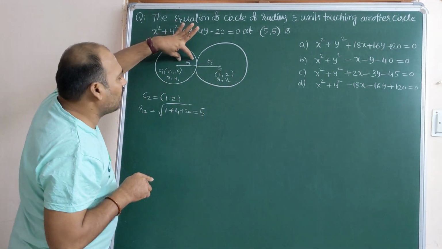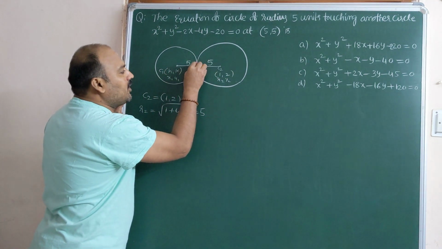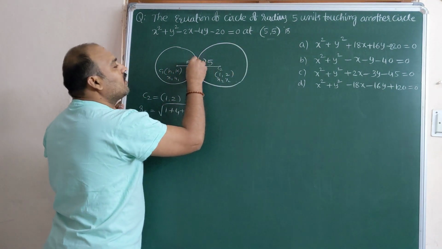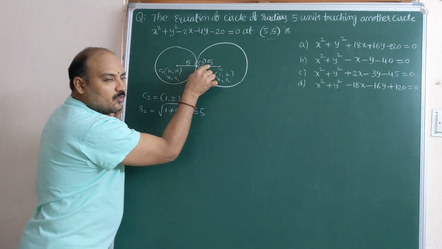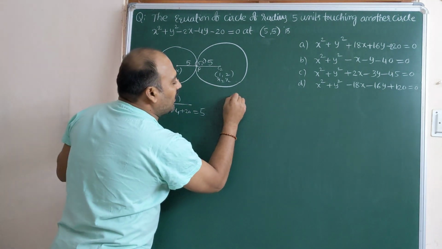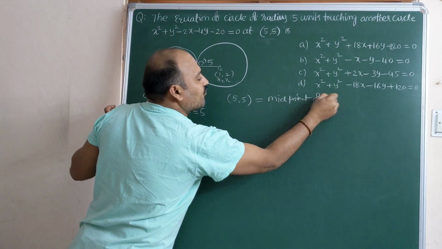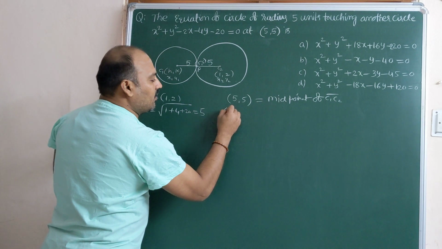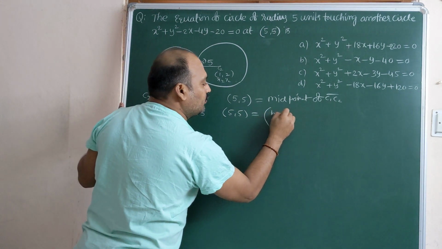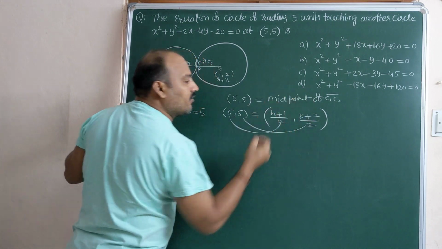Observe, dear students, R1 value and R2 value are both equal. Whenever R1 and R2 are equal, is the point of contact the midpoint or not? The point of contact is also given as (5, 5). So whenever these radii are equal, this point of contact (5, 5) is the midpoint of C1C2. So (5, 5) is equal to the midpoint of C1C2. Using the midpoint formula, (x1 plus x2 by 2, y1 plus y2 by 2), that is (h plus 1 by 2, k plus 2 by 2), equating x coordinates and y coordinates.